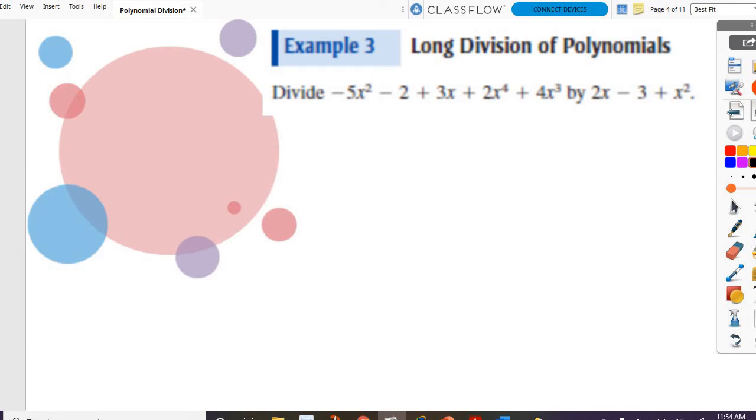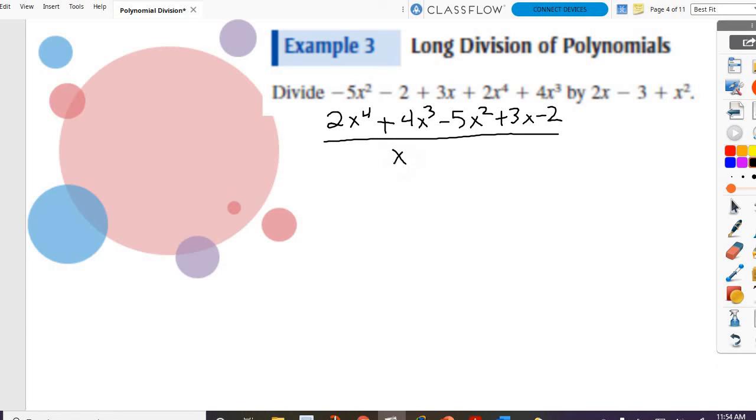So what would the correct order of our dividend be? Which one? Dividend is the first one. 2x to the 4th plus 4x cubed minus 5x squared plus 3x minus 2. So are we missing any terms for that one? No, that's nice. And then what is our divisor? Are we missing any for that one? Nope. So now we can start our division. What goes on the inside? The top.